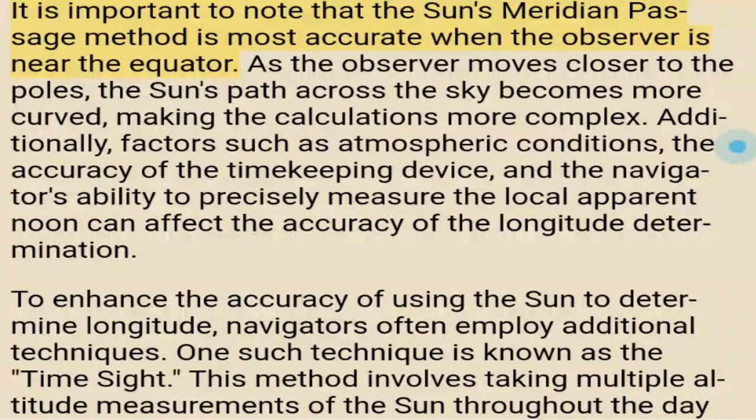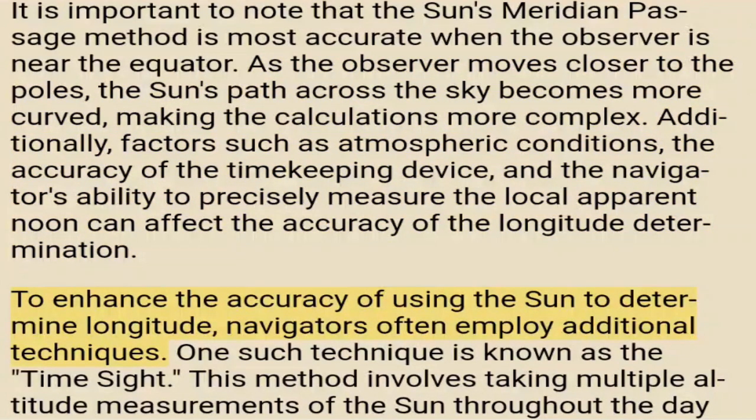It is important to note that the sun's meridian passage method is most accurate when the observer is near the equator. As the observer moves closer to the poles, the sun's path across the sky becomes more curved, making the calculations more complex. Additionally, factors such as atmospheric conditions, the accuracy of the timekeeping device, and the navigator's ability to precisely measure the local apparent noon can affect the accuracy of the longitude determination.